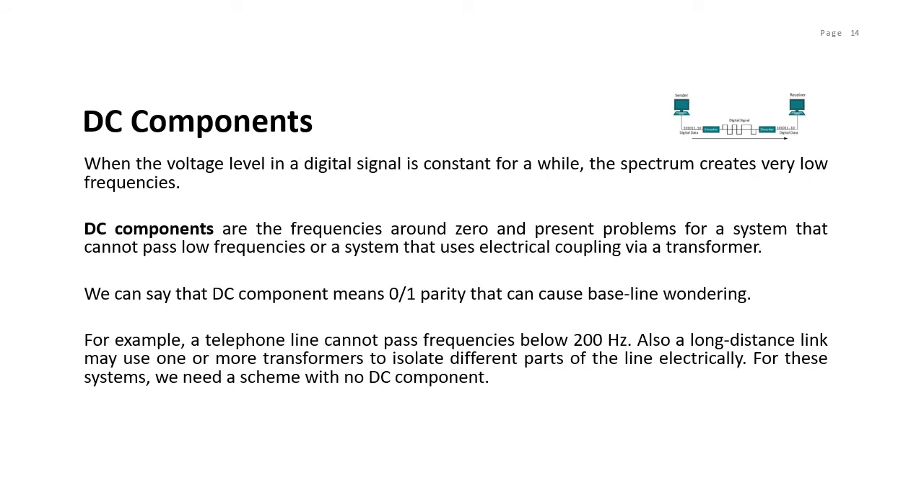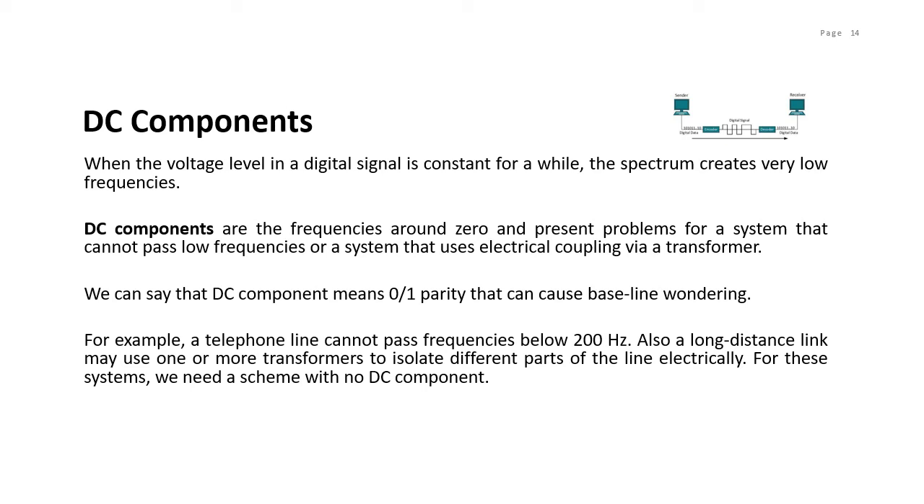The next characteristic is the DC components. When the voltage level in a digital signal is constant for a while, the spectrum creates very low frequencies, as a result of Fourier analysis. These frequencies are around 0, and they are called DC or direct current components. These frequencies present problems for a system that cannot pass low frequencies, or a system that uses electrical coupling via a transformer. A DC component, such as a long run of 0s or 1s, can cause baseline wandering, so there is a relationship there.